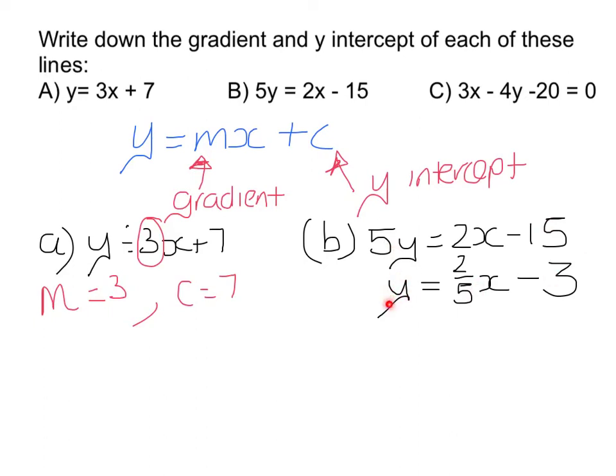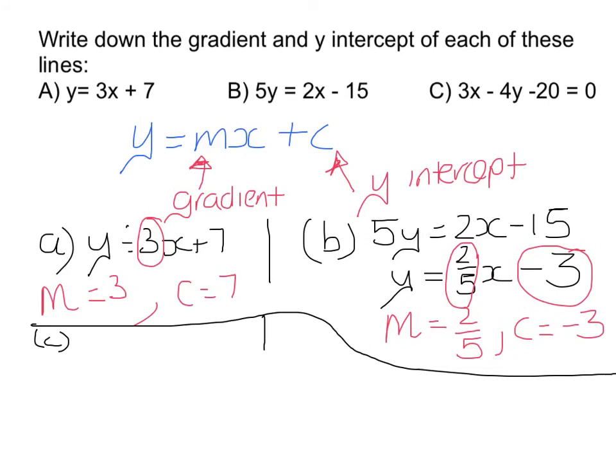Now, my equation is in the general form, so again it's going to be easy for me to pick out my gradient and my y-intercept. Gradient is 2/5, and my y-intercept is -3. Making sure that you remember that negative belongs to that 3, not to the x.